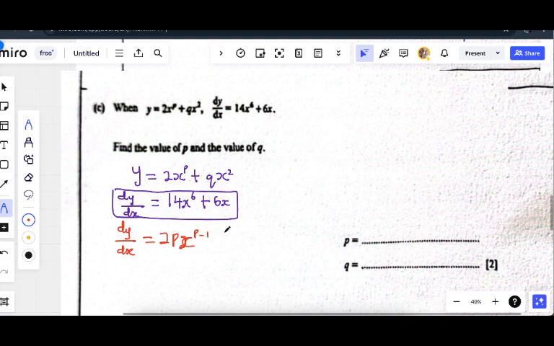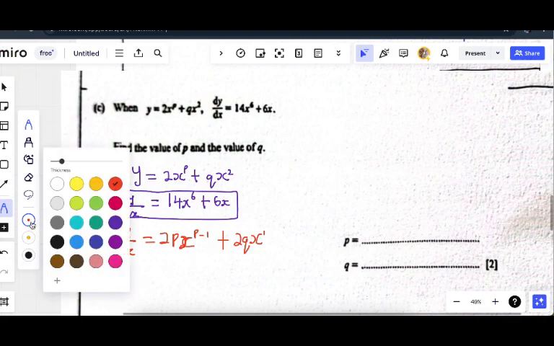Then plus, we differentiate the second one. You take this 2, bring it to the back, use it to multiply q. It becomes 2q, 2qx raised to power 2 minus 1, which is 1, so no need to write 1 anymore, because it's supposed to be raised to power whatever is there minus 1. 2 minus 1 is 1. In maths, no need. We just write 2qx. Now, after you've done this, you will make comparison.